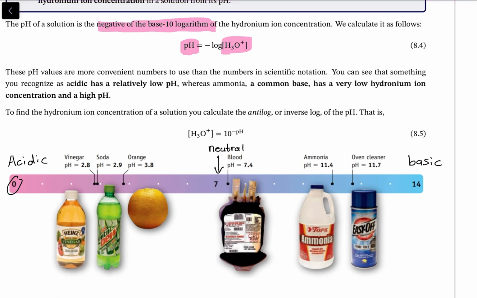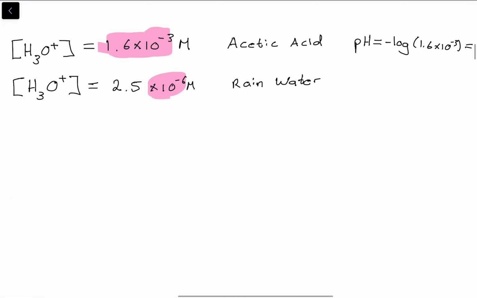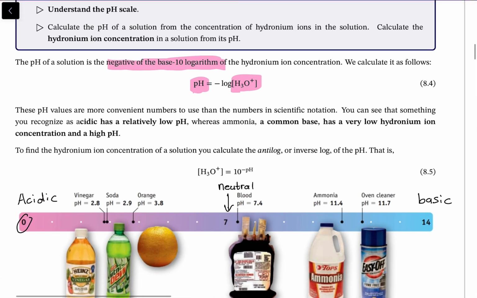Sometimes it goes into the negative, sometimes it goes higher, but it is a number that you can clearly look at and know whether or not something is acidic or basic, because it's very difficult to tell that from the hydronium ion concentration, right? These numbers are difficult to look at. These numbers, however, give you a very clear indication. So it gives us a very common way to look at acids and bases. In other words, a scale.